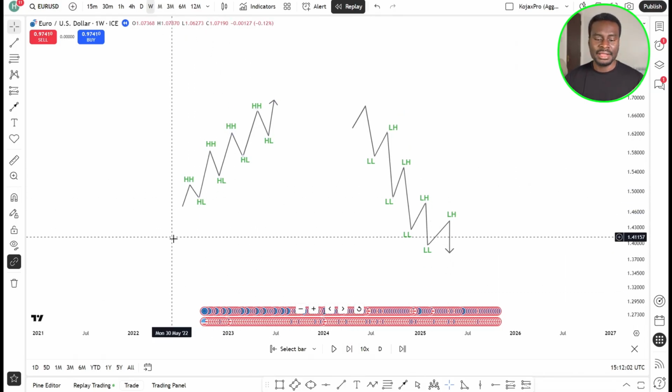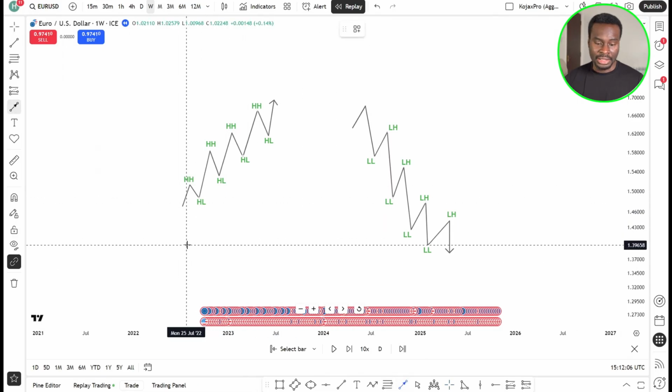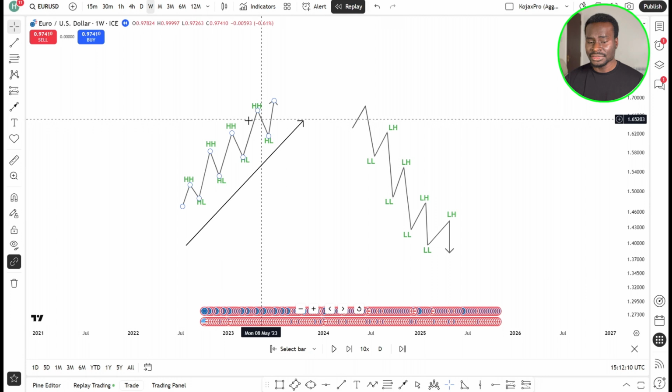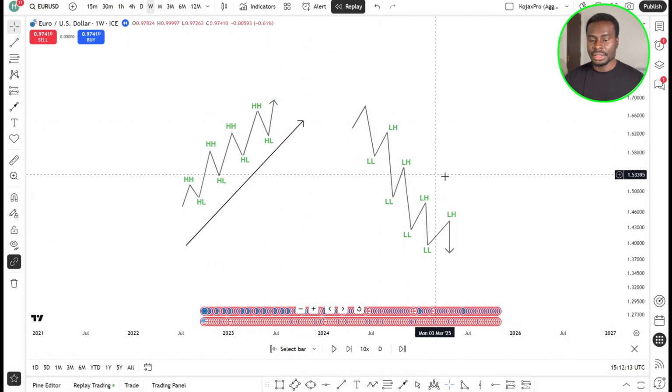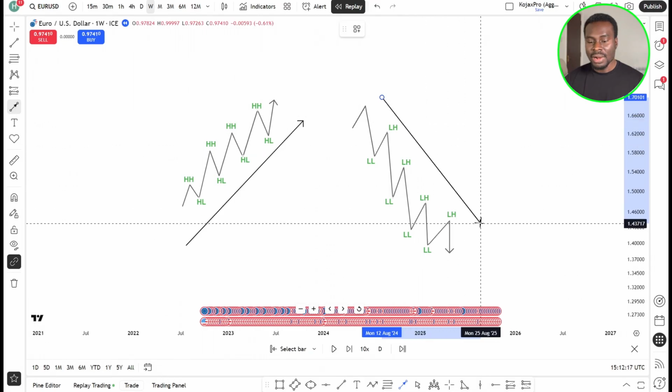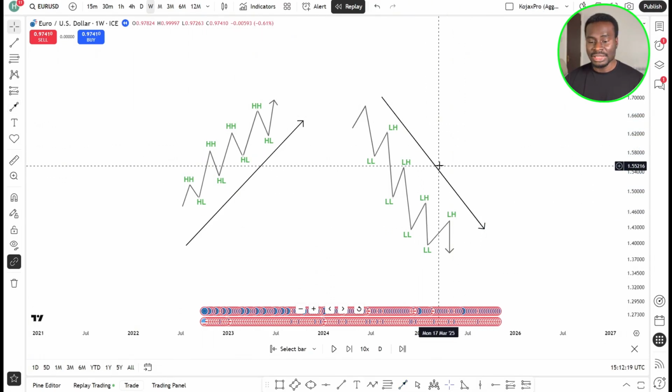When you see the market making higher highs and higher lows, it simply means that we are in an uptrend, where the market is making the characteristic movements of an uptrend. Now, if you see that the market is making lower highs and lower lows, it means that this market is now in a downtrend.